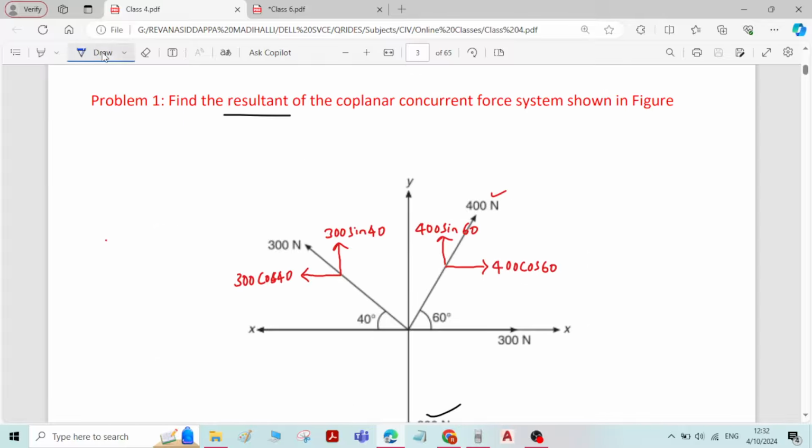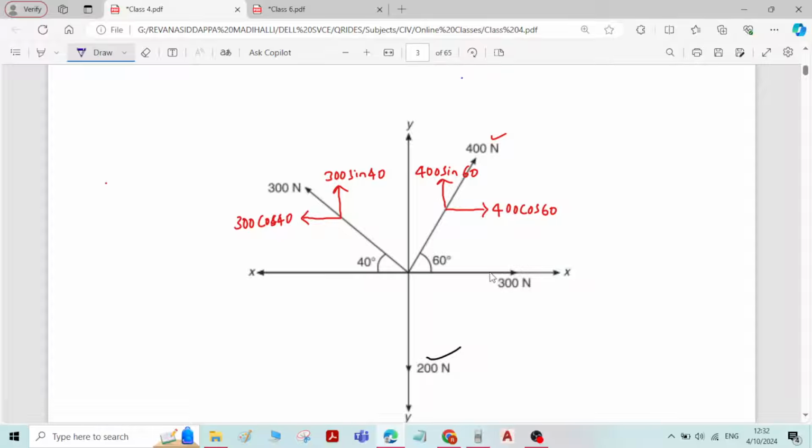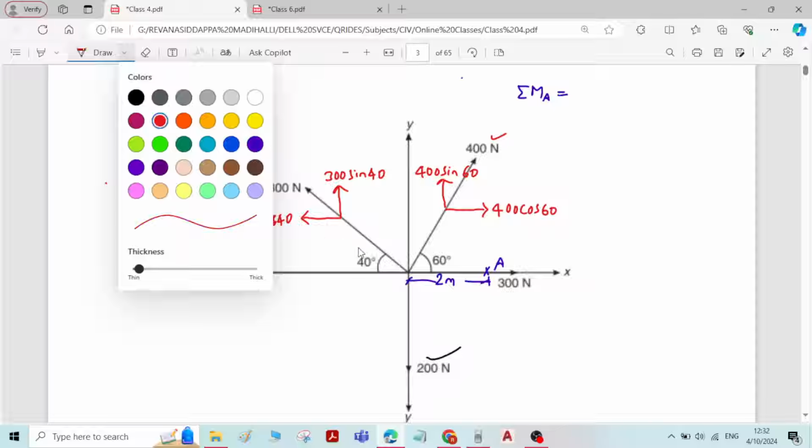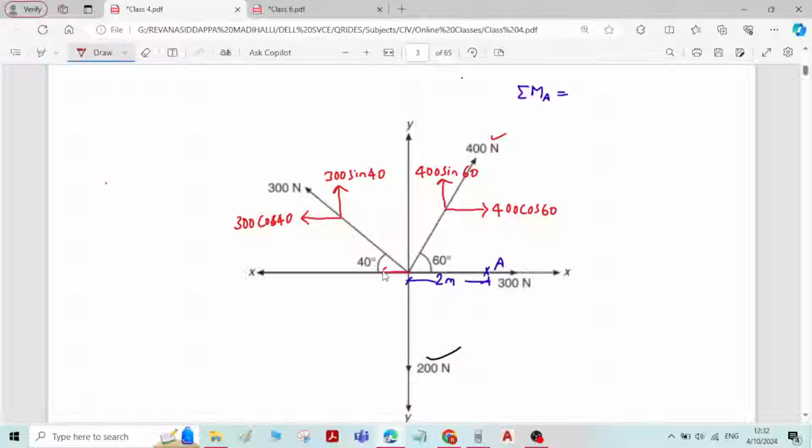Now I'll consider a point A on the x-axis at a distance of 2 meter from the origin. I will find the algebraic sum of moments of the system of forces about the point A. First, the moment of the 300 cos 40 force. It is acting horizontally, and the vertical component is 300 sin 40.